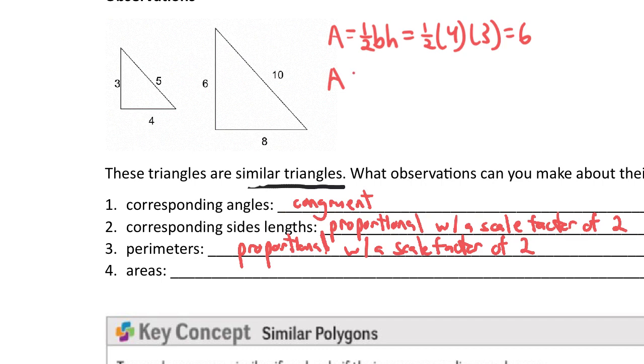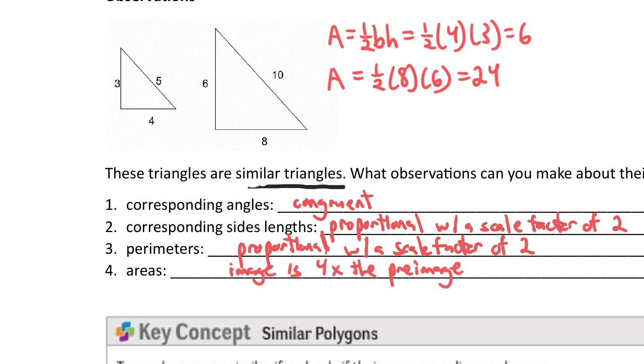Second triangle is 1/2 base of 8, height of 6, which equals 24. So it looks like the areas are proportional, right, with a scale factor of 4. So let's just say that right now, for now, the area of the image is 4 times the pre-image instead of 2 times the pre-image. So areas really don't work in conjunction with side lengths and perimeters in direct lockstep.